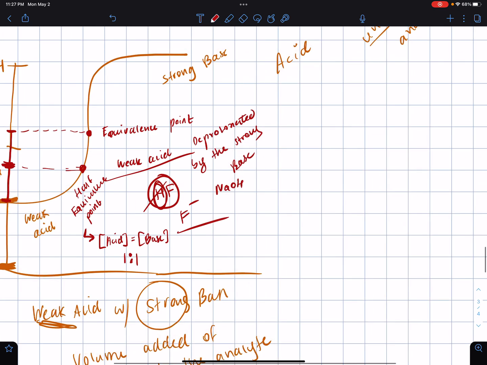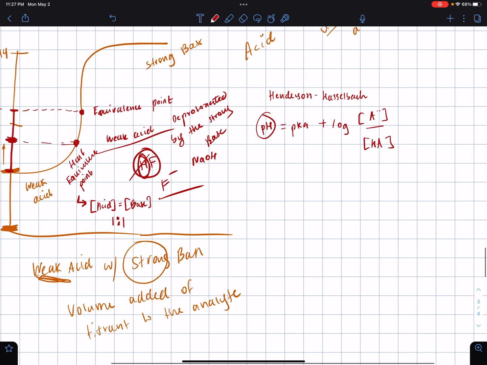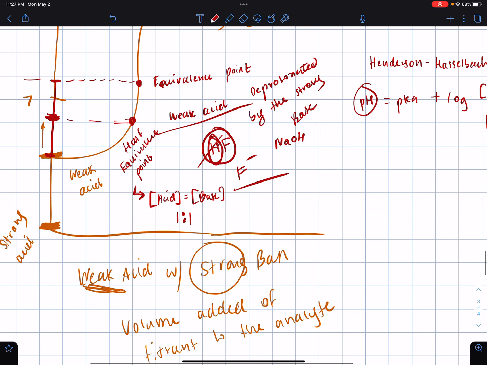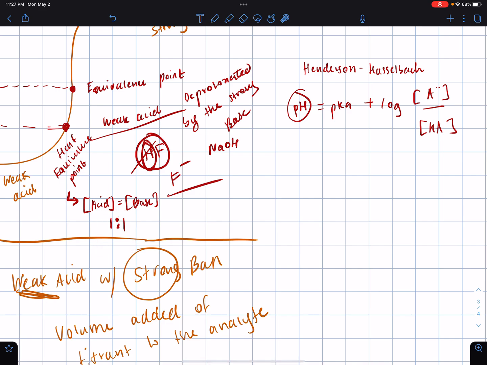So one way I think we can understand this is by using the Henderson-Hasselbalch equation. So if you don't remember the Henderson-Hasselbalch equation, it is this. So this basically helps us find the pH at different points of our titration curve. So what did I say? I said at the half equivalence point, we haven't completely deprotonated. So we have an equal amount of acid and base. We have a 1-to-1 ratio. So an acid and its conjugate base are 1-to-1.